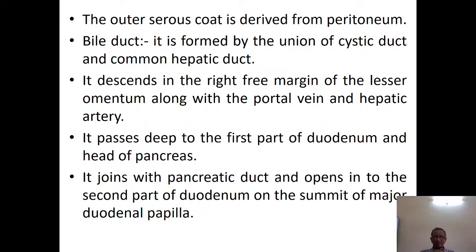Now this descends on the right free margin of the lesser omentum along the portal vein and hepatic artery. It passes deep to the first part of the duodenum and head of pancreas. So it descends from the porta hepatis towards the duodenum, and passes behind the first part of the duodenum and head of the pancreas. It joins the pancreatic duct and opens into the second part of the duodenum on the summit of the major duodenal papilla.